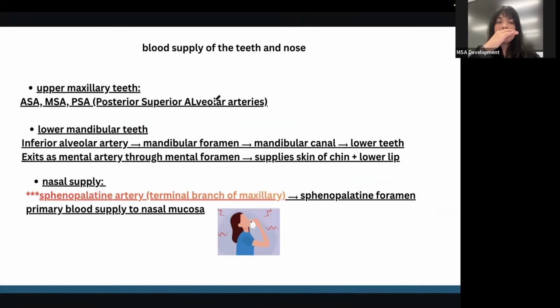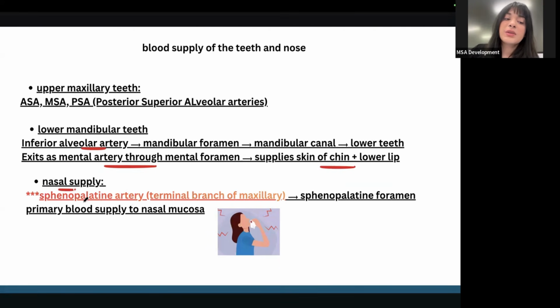So the upper maxillary teeth are supplied by the ASA, the MSA, and the PSA. So the superior alveolar artery. So anterior superior alveolar, middle superior alveolar, and posterior superior alveolar. So superiors. The lower mandibular teeth supplied by the inferior alveolar artery, mandibular foramen, mandibular canal, lower teeth, exits as mental artery through the mental foramen, supplies skin of chin plus lower lip. We just talked about this.